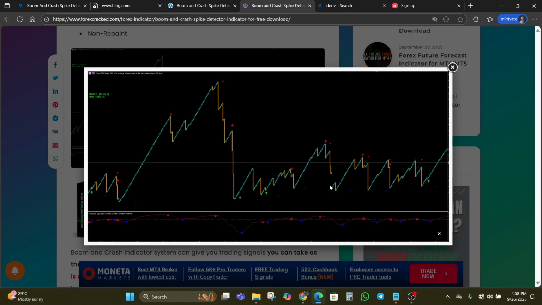Now, you should also avoid relying solely on the detector. Always consider the market context, and then track how different spike sizes correlate with market volatility to refine your strategy. So by using a boom and crash spike detector, you can stay ahead of sudden market movements and better understand the dynamics of boom and crash indices. Practice interpreting signals, adjust your settings, and integrate it with your analysis tools for maximum effectiveness.